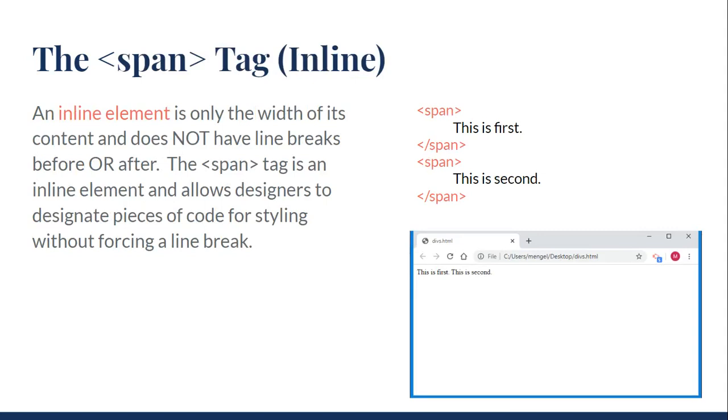The span tag is the other side of things. It's called an inline element. An inline element is only the width of the content, and it does not have line breaks before or after. The span tag is an inline element, and it allows us to design pieces of code styling without forcing a line break. Once again, you'll see over here spans listed right in row with each other. This is first, this is second, and the output looks like this. Whereas when we had divs, they were on different lines because the line break was the block level element. When we do spans as inline elements, they appear in line or on the same line.